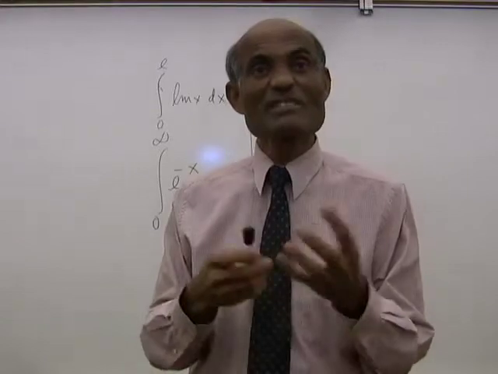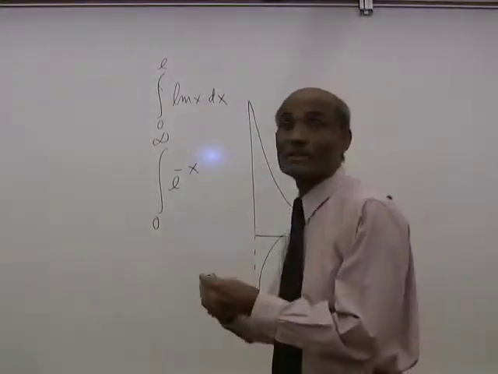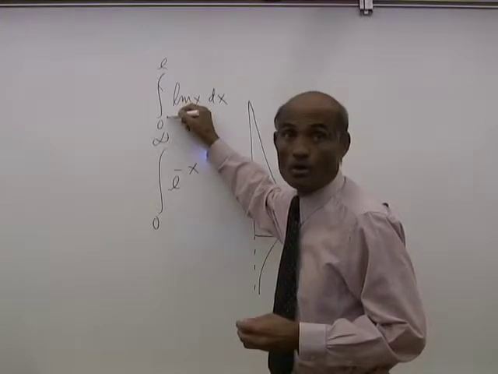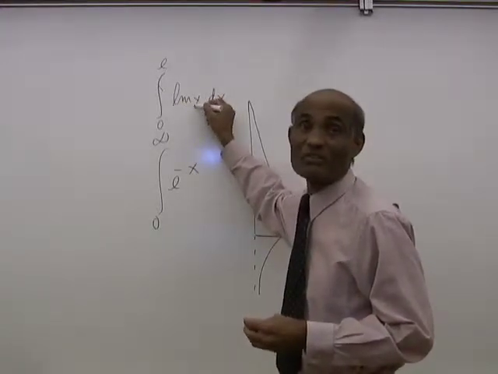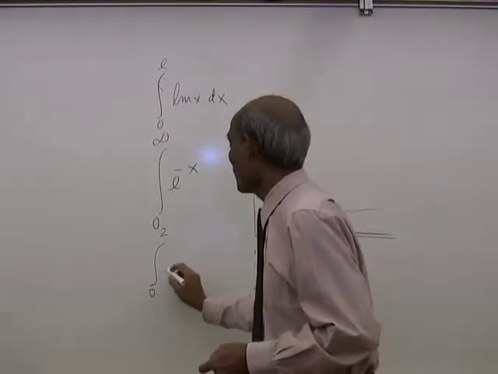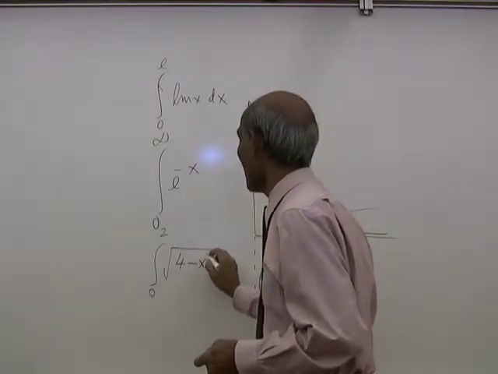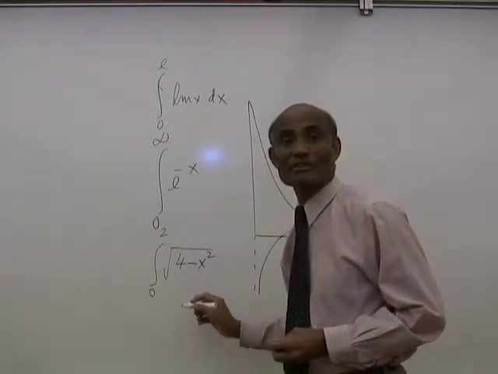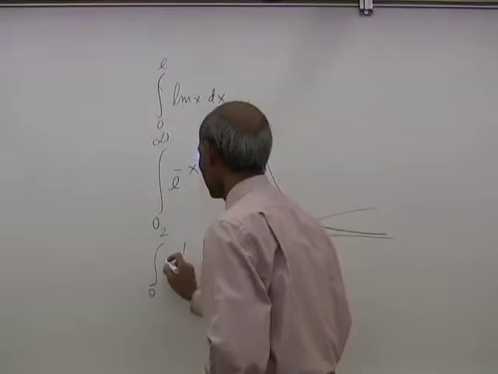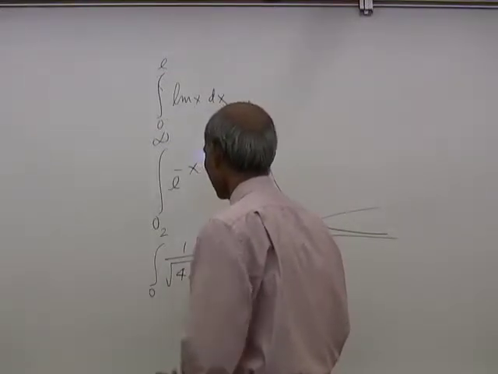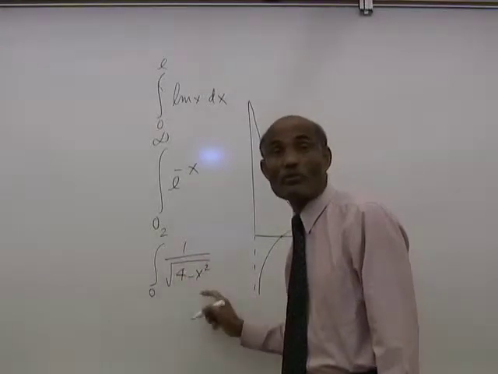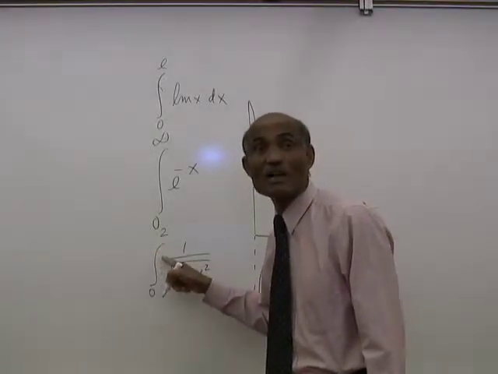So, an improper integral is actually an integral that has, say, infinity as one of the limits, or at one of the limits the function is undefined. For example, if I want the integral from 0 to 2 of 1 over square root of 4 minus x squared, what is improper about this? Well, at x equal to 2, the denominator becomes 0 and the function becomes undefined. So this is an improper integral.